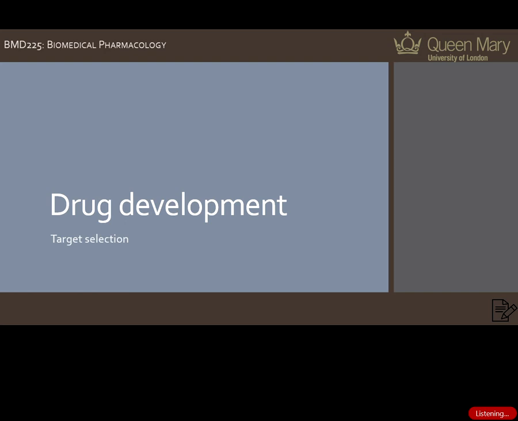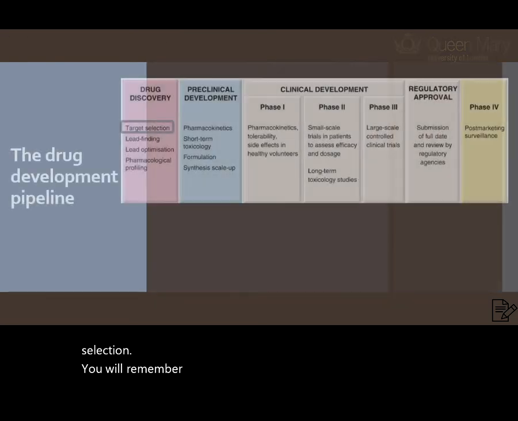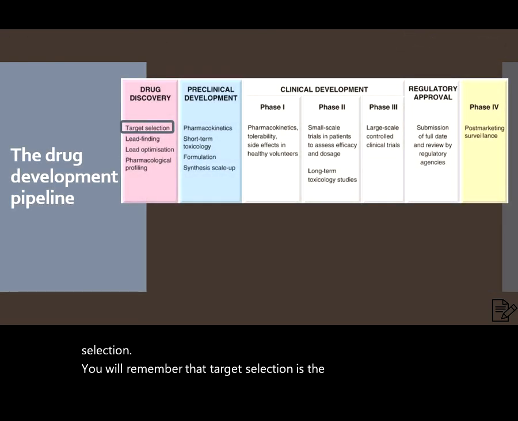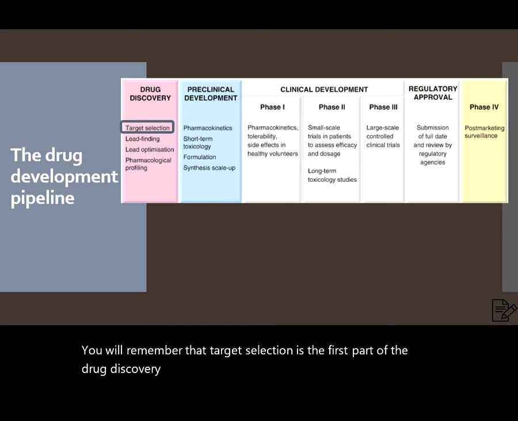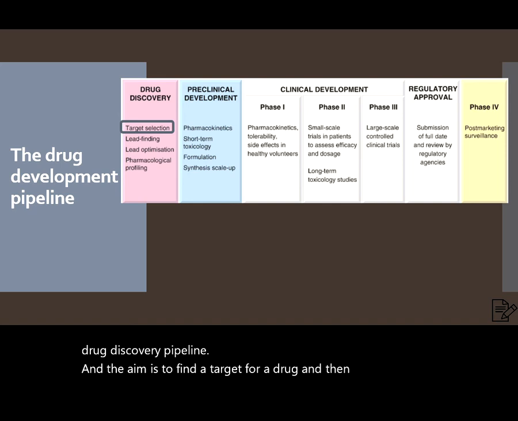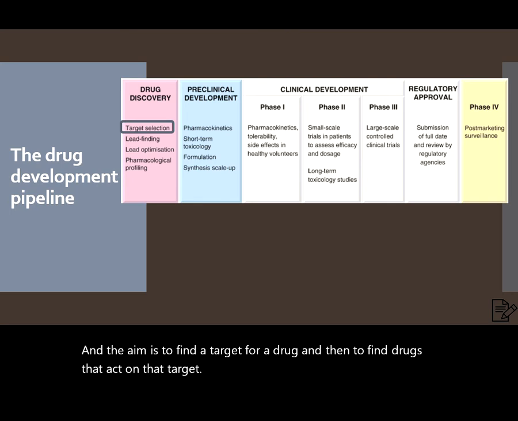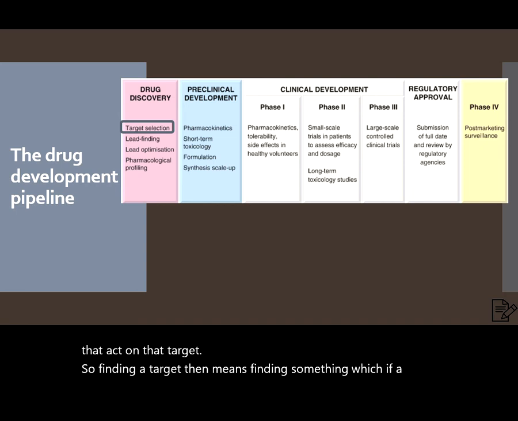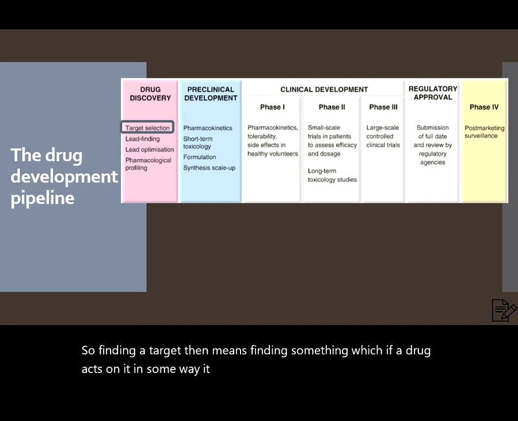In this video, we look at a part of drug development called target selection. You will remember that target selection is the first part of the drug discovery pipeline, and the aim is to find a target for a drug and then to find drugs that act on that target. So finding a target then means finding something which, if a drug acts on it in some way, it will have the therapeutic outcome that you're looking for.